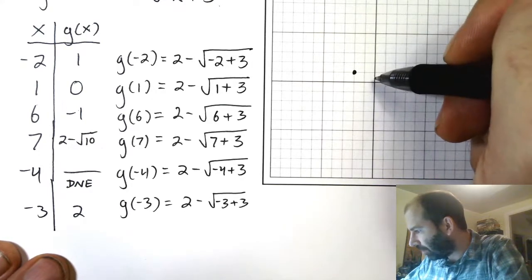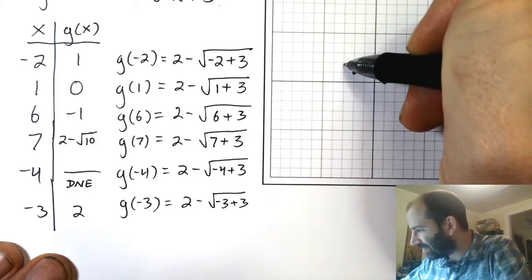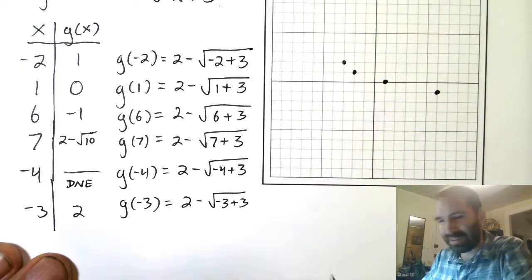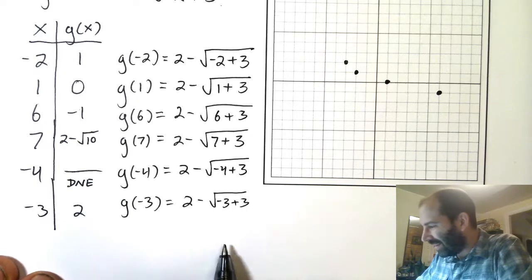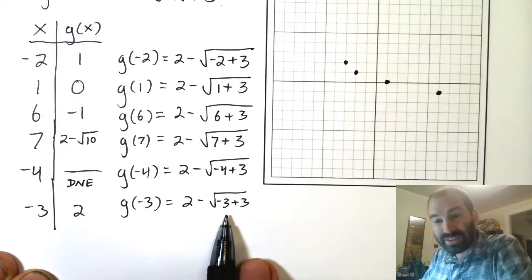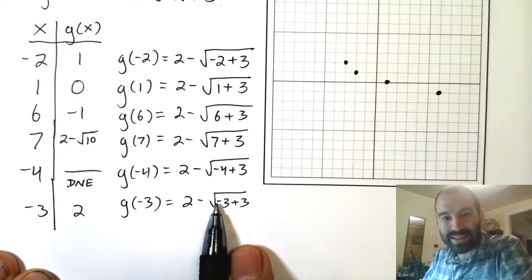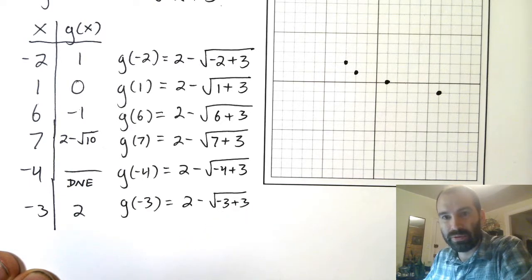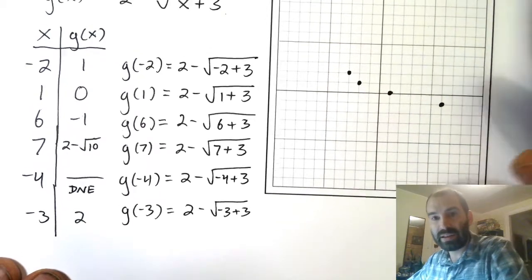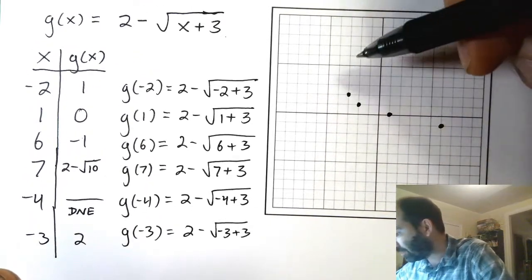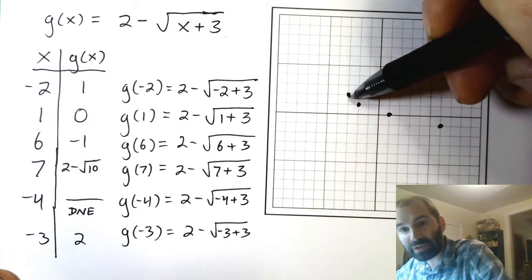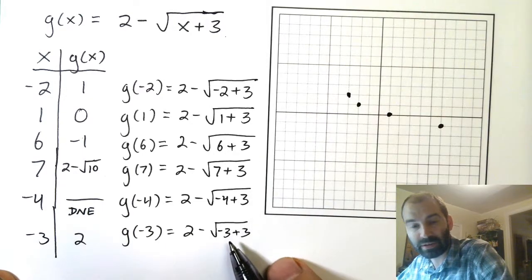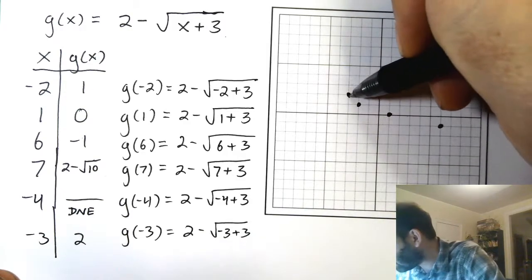So let's plot that point. 1, 2, 3, 1, 2. I think I lost my train of thought there and rambled a little bit. But what I was saying is that we can't go less than negative 3. This is as far to the left as we can go, because as soon as this becomes negative, we can't take the square root. So we're not going to have any points to the left of that. I can only go to the right.